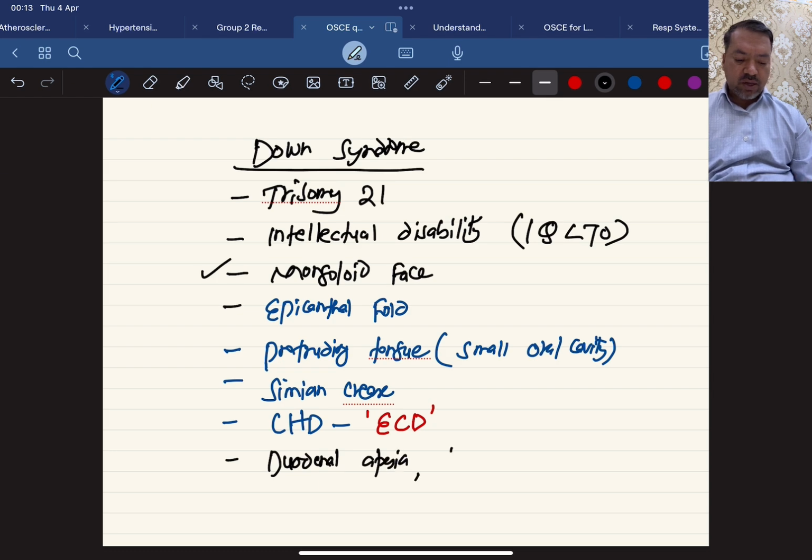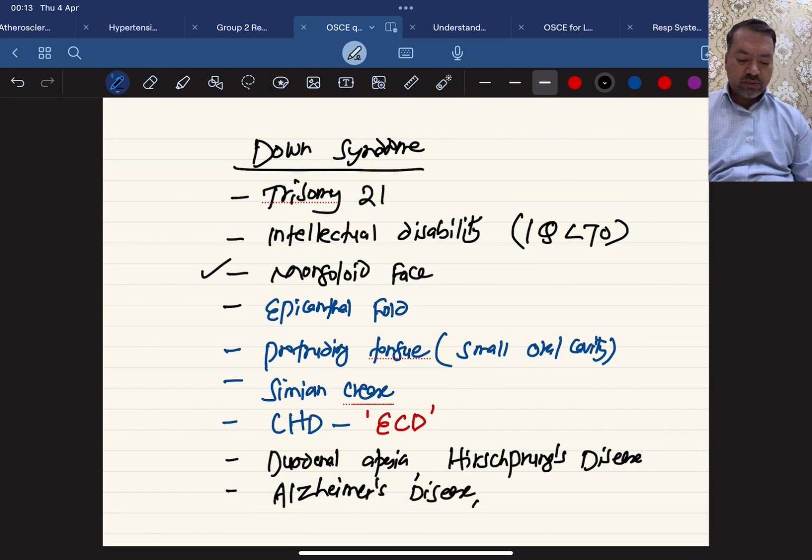Okay, Hirschsprung's disease. Hirschsprung's disease is another important condition which occurs in a child with Down syndrome. When they become a bit older, they develop Alzheimer's disease. Alzheimer's disease is one of the most common causes of dementia all over the world, and they can also get acute lymphoblastic leukemia. So these are, dear students, a very common question from Down syndrome. Okay, remember this is trisomy 21.